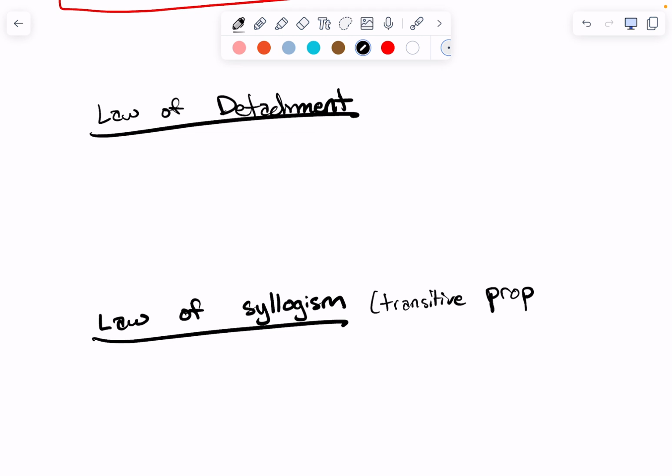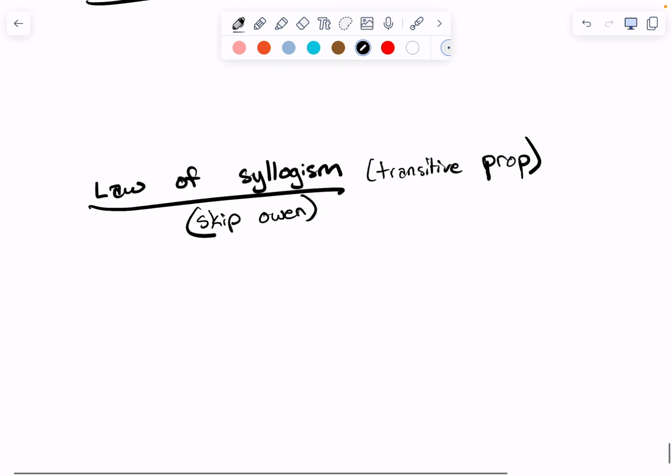So I transitioned from Trevin to Owen and Owen to Wyatt. So I went straight from Trevin to Wyatt, right? We skipped over the Owen. That's what this is. The law of syllogism is skip Owen. If you want to write that down. We're skipping over the Owen, right? We don't like you, Owen. We skip Owen on the law of syllogism.